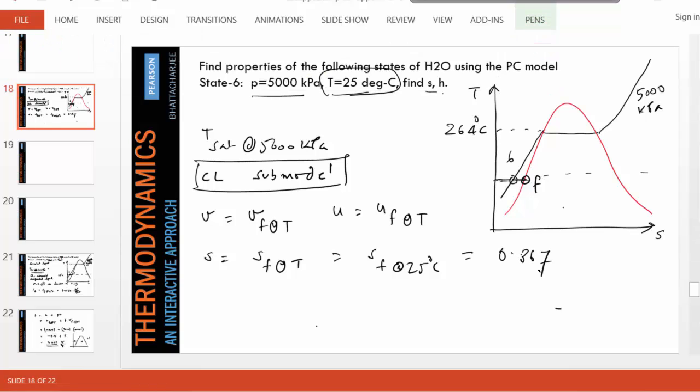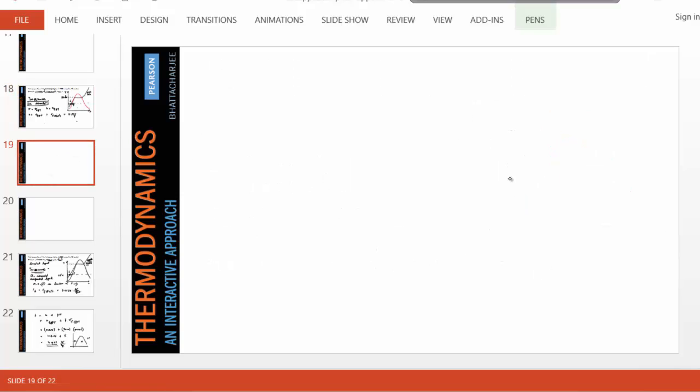So we found the entropy at state 6. To find enthalpy, recall that enthalpy is by definition U plus PV, and we know how to find U of a liquid at the temperature given, P and V. So notice U and V are functions of temperature alone, but enthalpy now depends on pressure.